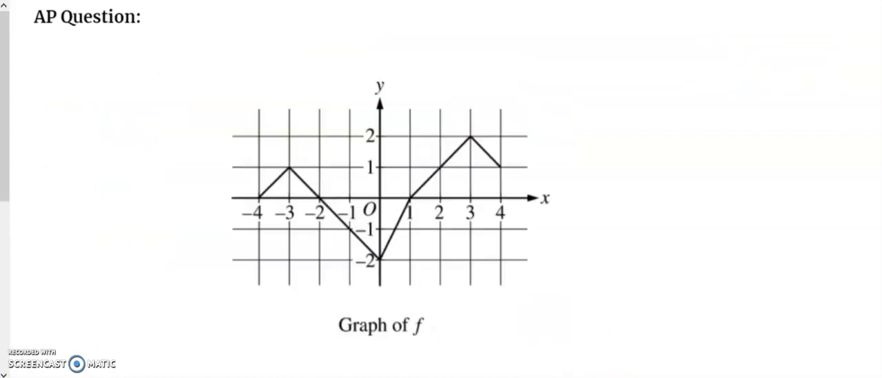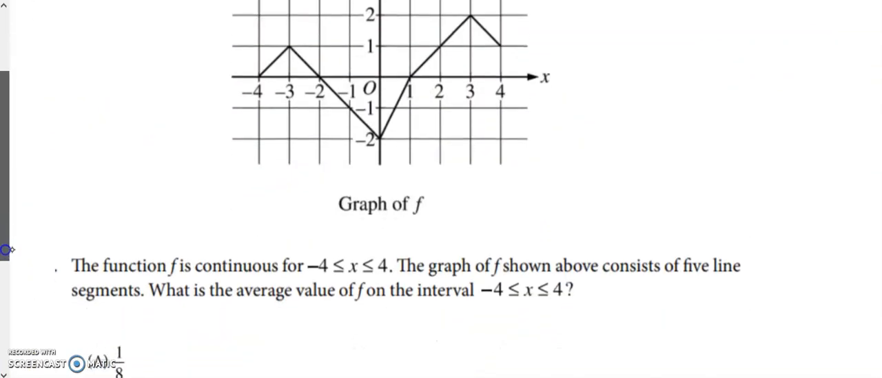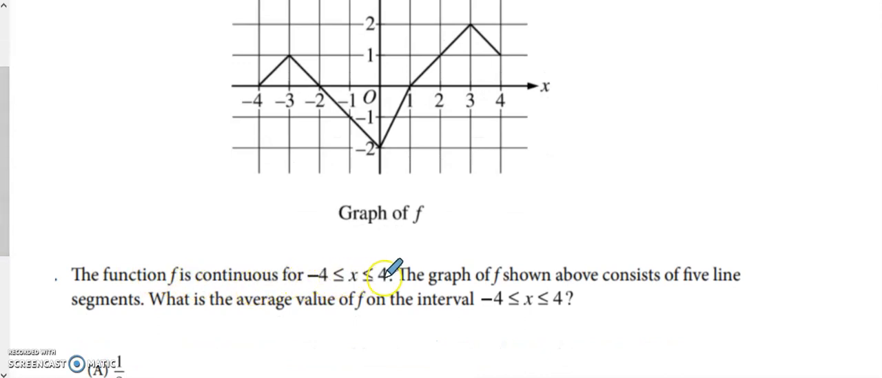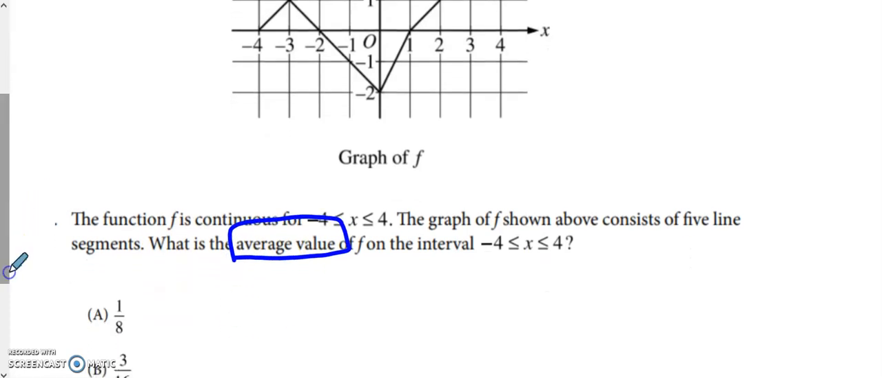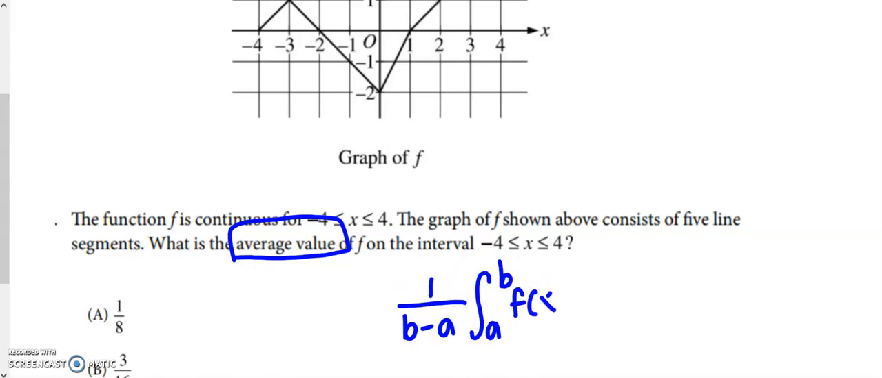All right, last AP question. We have this graph. Says our function is continuous from -4 to 4. We've got some line segments. What is the average value? So whenever you see average value, you want to set up 1 over b minus a, the integral from a to b, of f of x dx.